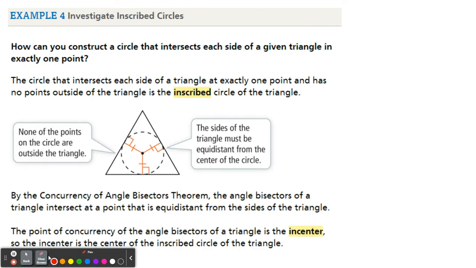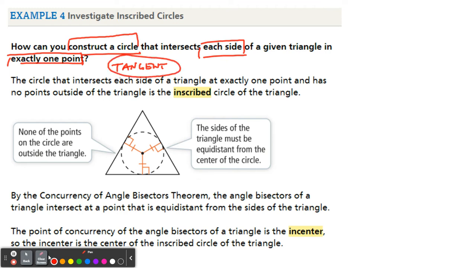Okay, so let's investigate inscribed circles now, right? So now we want to construct a circle, but now we want it to be inside the triangle so that it intersects each side at exactly 1 point. So the term for this is tangent. When a circle intersects a side at exactly 1 point, it's called tangent. We're going to do this in topic 10, when we talk about circles. So we've got a little bit of time, right? But this idea of intersecting at 1 point is called tangent.